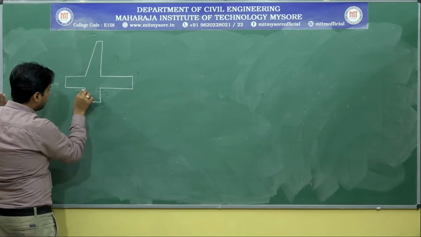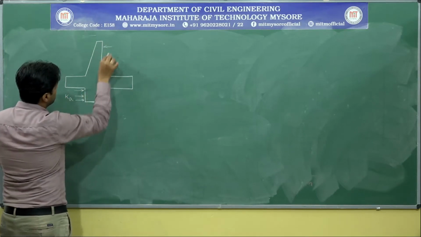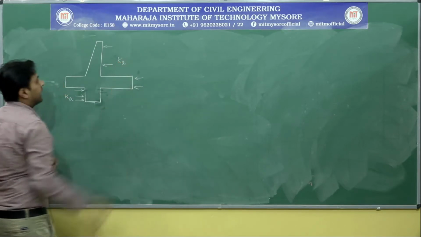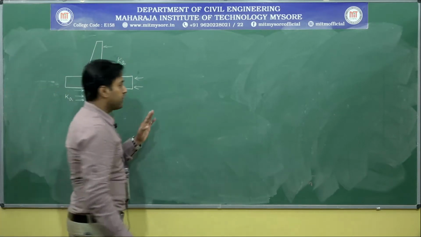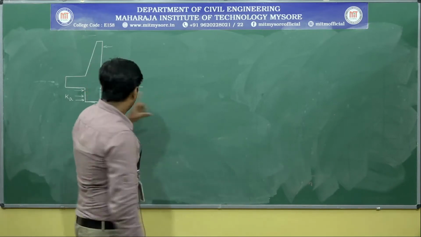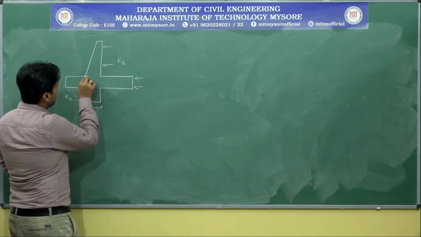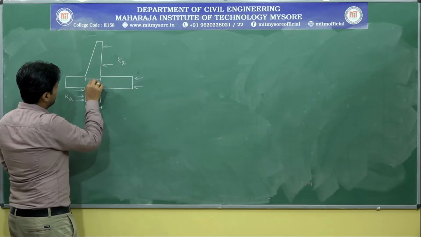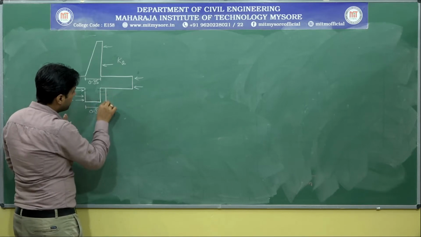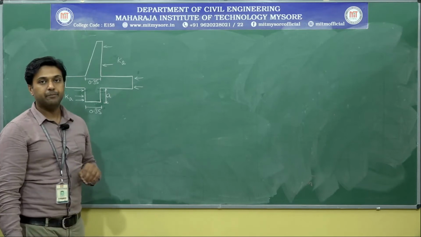In the last class I explained that in this portion we will be having the passive earth pressure, and in this portion you will be having the active earth pressure. Now, as in the last class it was not safe, we have provided the shear key. What is the width that you are providing? Same as the stem width, the bottom stem width. Then what is the depth you will be providing? For timing, I will be calling it A.